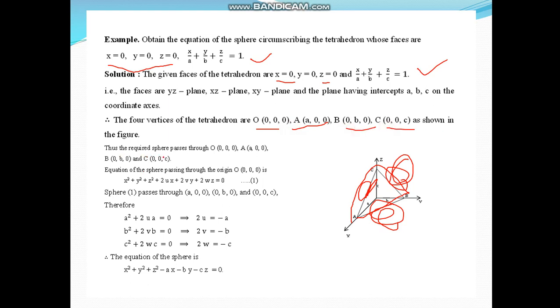So the four vertices of tetrahedron are O, A, B and C as shown here. So thus the required sphere passes through these 4 points. First it passes through origin, so we can take this. Again this passes through these 3 points. In the similar way we can find equation of sphere.